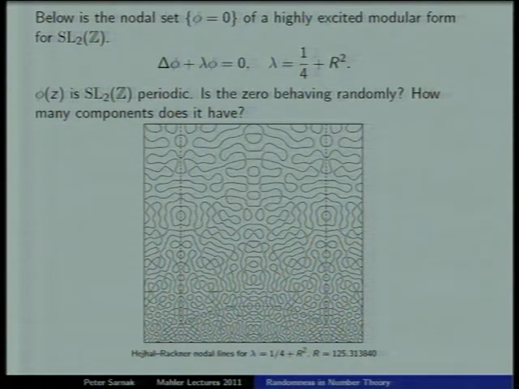Anyway, it looks like a hopeless thing to do, but this is what the nodal line looks like. If you want to count how many nodal components there are, how many connected components there are, it's not even easy to do by looking at that picture.